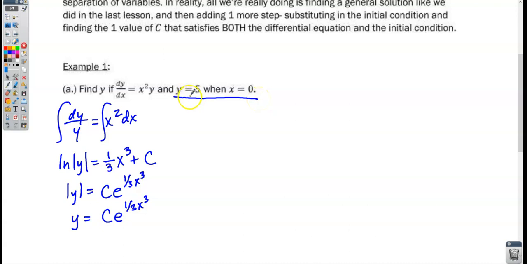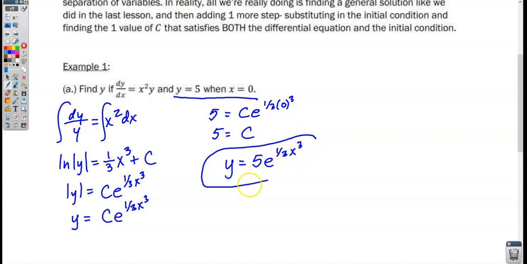Now I'm going to use my initial condition to solve for the constant. It says here that y equals 5 when x equals 0, so I'm going to put 5 in for y, and I'm going to put 0 in for x. And so we have e to the 0 power, which is just 1, and that tells us that our constant of integration is 5. And therefore, I'm now going to put that constant back into the general form. So y equals, and I'm going to replace the c with a 5.